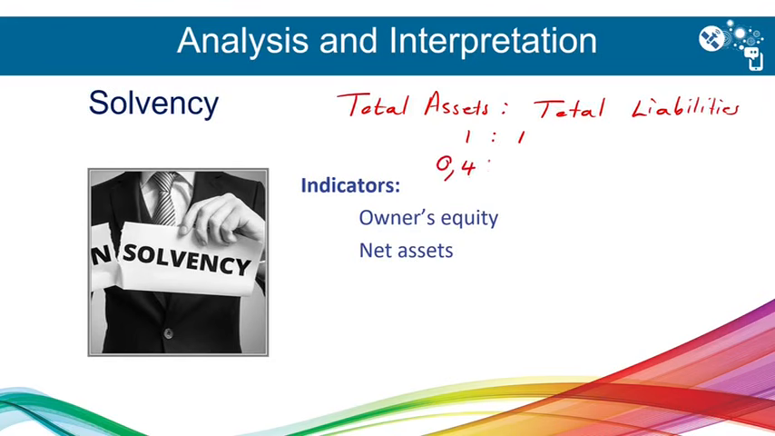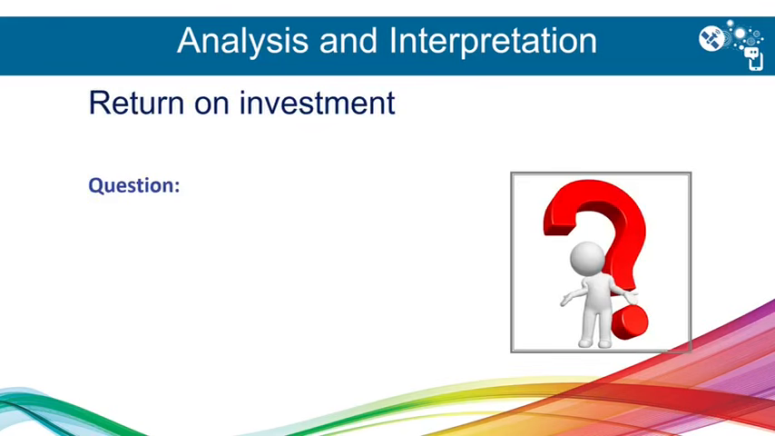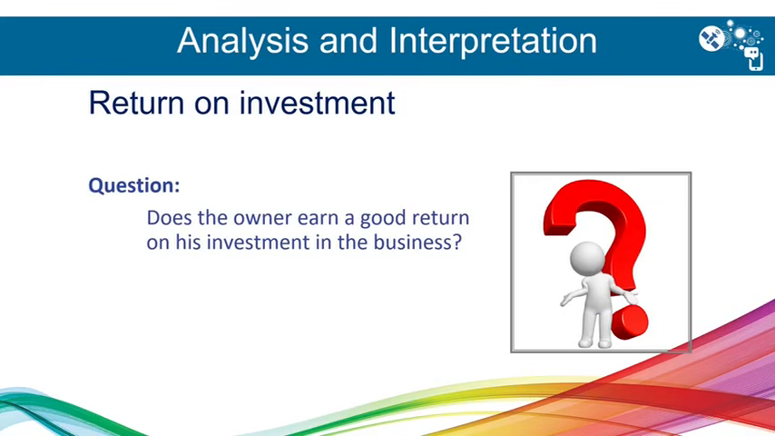If this ratio is 0.4:1, it means this business is insolvent. Because for every R1 liability, they only have 40 cents worth of assets. So even if they sell all their assets, they will not be able to cover the liabilities. And we know owner's equity equals assets minus liabilities. The next one, return on investment. The question there, does the owner earn a good return on his investment in the business?